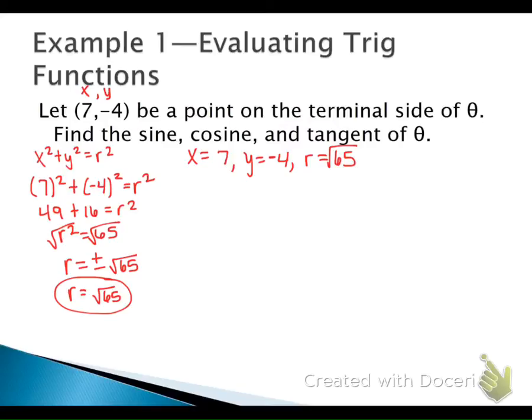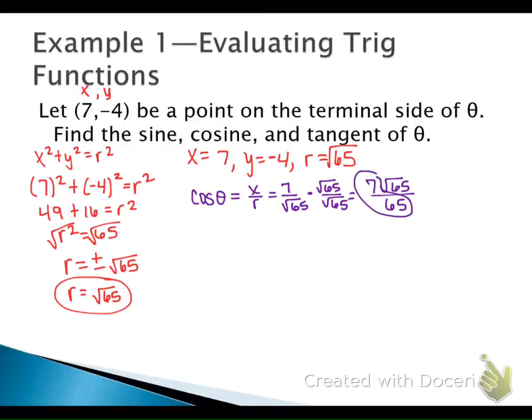All right. Now that we know our x, our y, and our r, we can go find the 3 trig functions that it asks for. So this one asks for cosine of our angle. Remember, cosine is x over r. x is 7 over r, so square root of 65. Can't have that radical on the bottom, so you multiply top and bottom both by it. And you come out with 7 square roots of 65 over 65. Now always make sure you check, does that 7 and 65 there reduce? No, it doesn't in this case, so this is my cosine of theta.